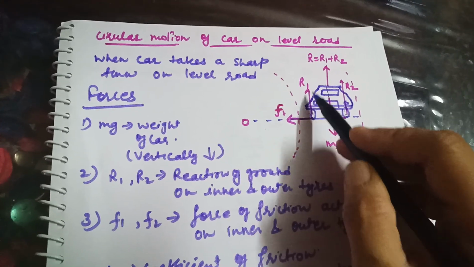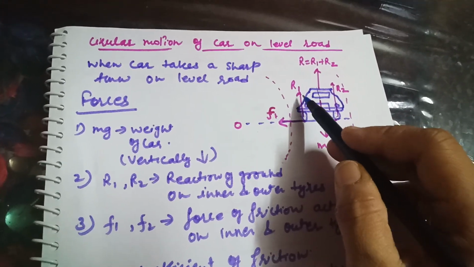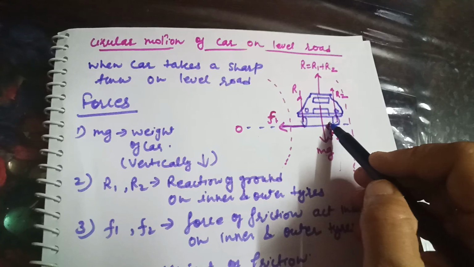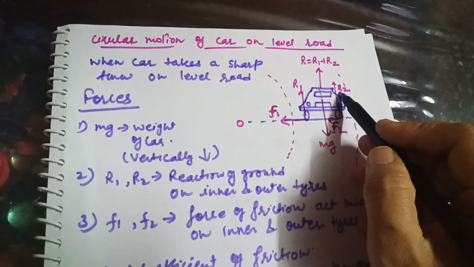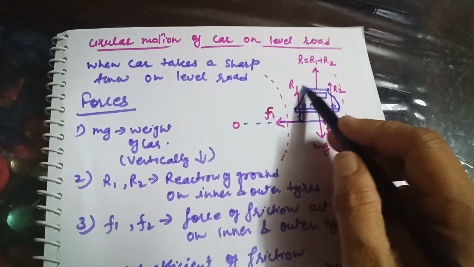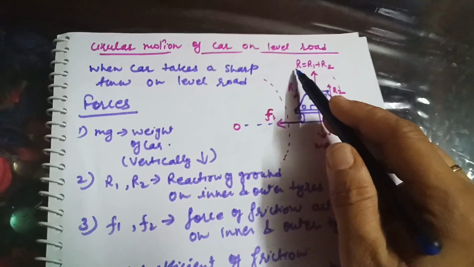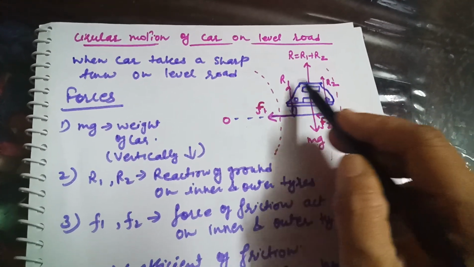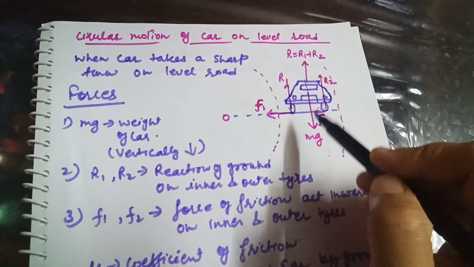The same reaction you will observe at the tire at the back of this, and the same reaction at the tire at the back of this. So what will be the total reaction on the car? R is equal to R1 plus R2. This is the total reaction on the car.